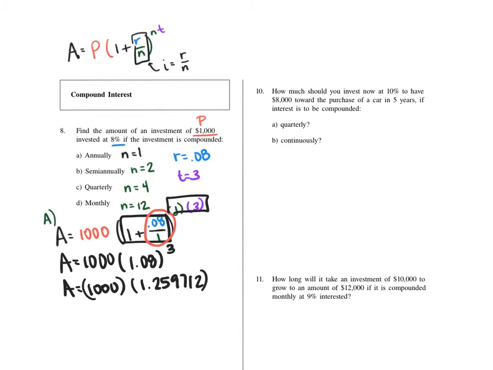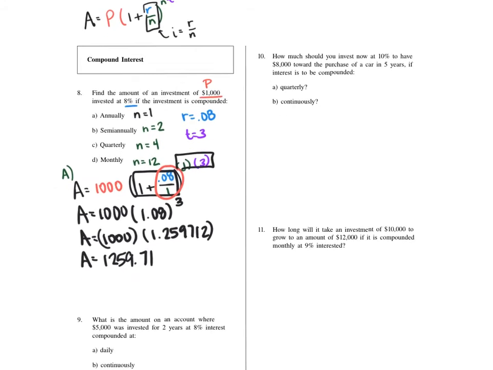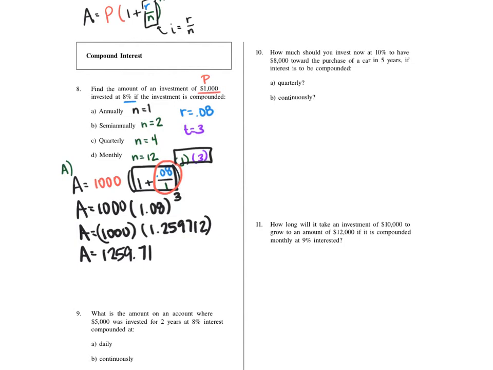That's what my calculator shows. It's actually further than that, but since this is what my calculator shows, I'm going to leave it in my calculator and just multiply this number by 1,000. And I'm going to round that final answer to cents. So when I round this final answer to cents, I get $1,259.71.